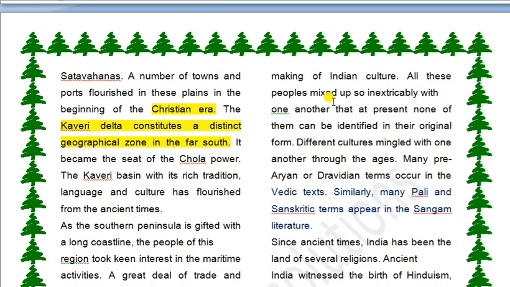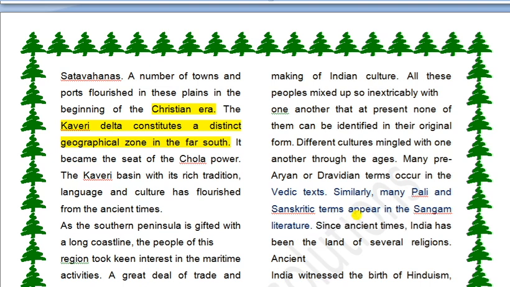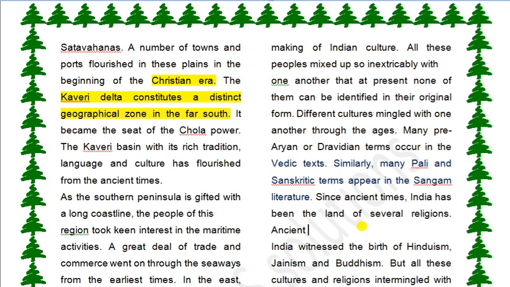All these peoples mixed so inextricably with one another that at present none of them can be identified in their original form. Different cultures mingled with one another through the ages. Many pre-Aryan or Dravidian terms occur in the Vedic texts. Similarly, many Pali and Sanskrit terms appear in the Sangam literature.